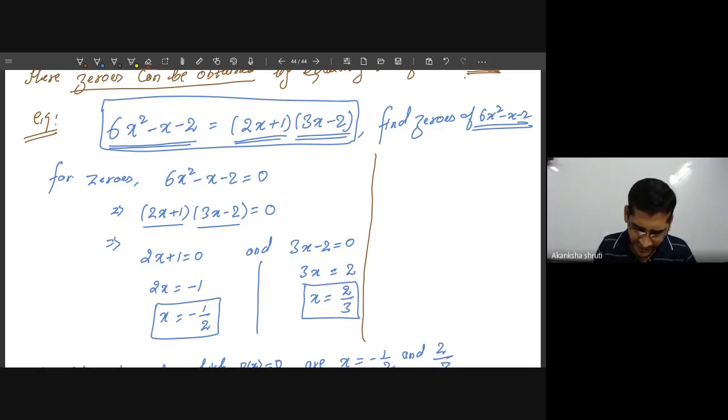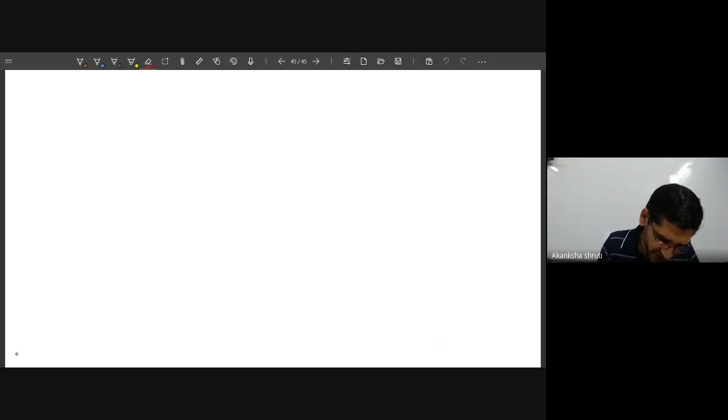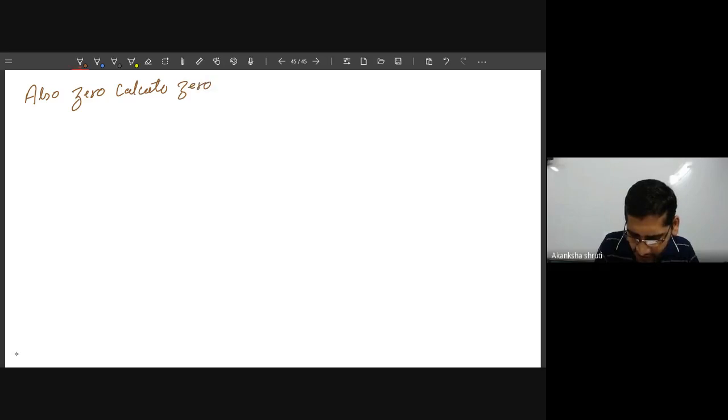So let me go to the next page. Yes, the same thing I am going to do here. You continue here. Also calculate the zeros by factorization method.